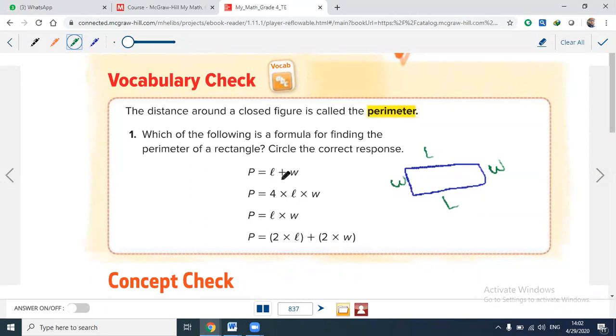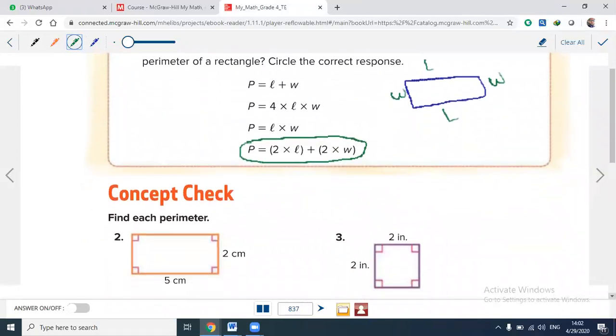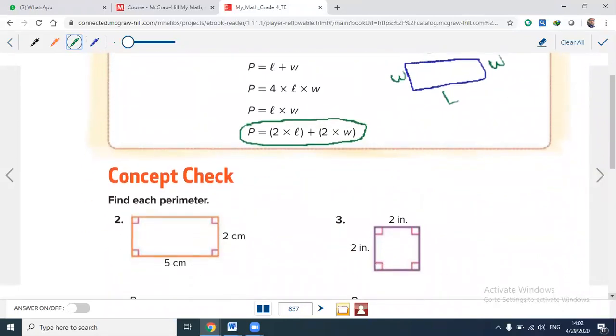Length plus width, only length plus width. But I need another length and another width. So twice the length plus twice the width, which is the last one. Twice the length plus twice the width. This is the formula of the perimeter of the rectangle. Okay, next one. Find each perimeter.